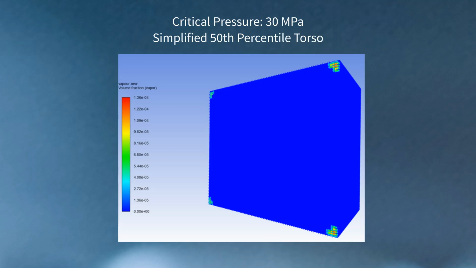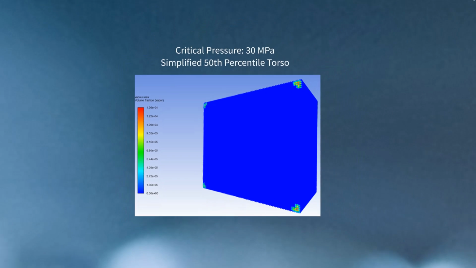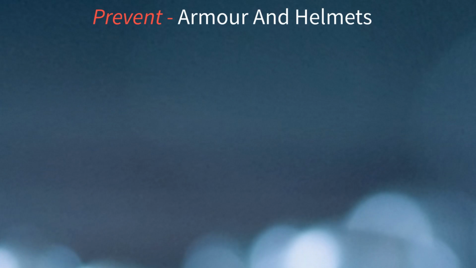Within the human body, I modelled a 50th percentile torso and determined that the lowest pressure for cavitation occurred at 30 megapascals, so about the equivalent of a sledgehammer blow. And at this low pressure, cavitation occurred in the front of the model, so that is in the shoulders and in the hips. The aim now is to prevent the cavitation injury occurring by developing advanced body armours and helmets.